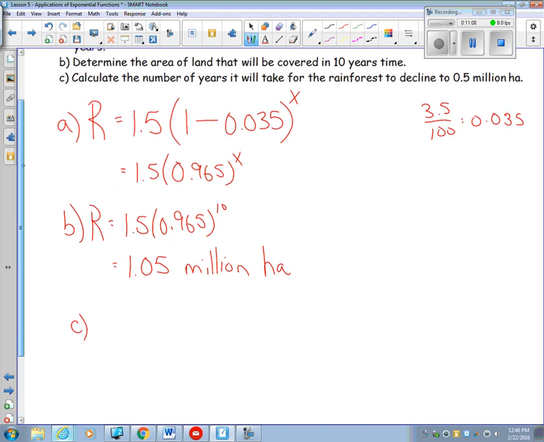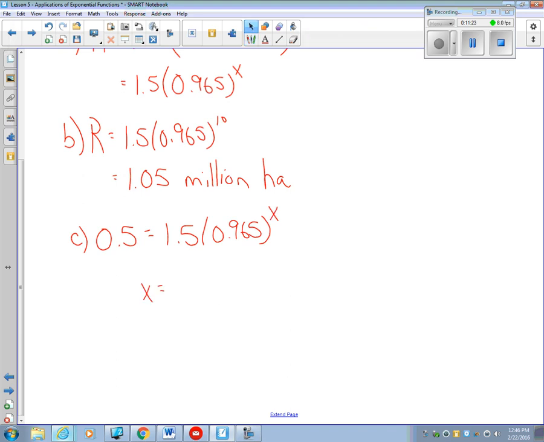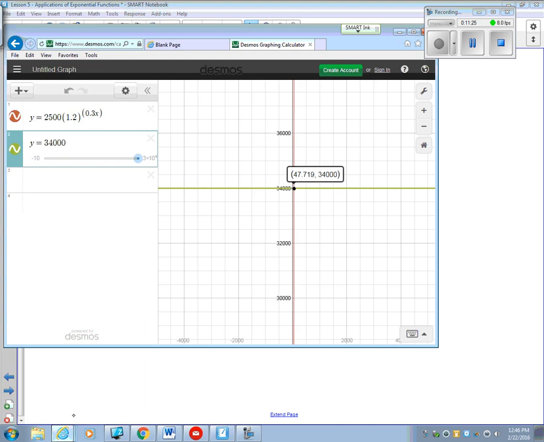All right, part C. Number of years it will take for the forest to decline to 0.5 million. So I want to know when the rainforest is 0.5. Based on this equation, I need to solve for x. Okay, here's where technology comes in handy. Let's solve this value. So we need to make a new question, right?